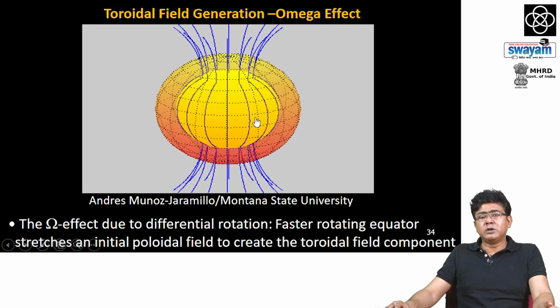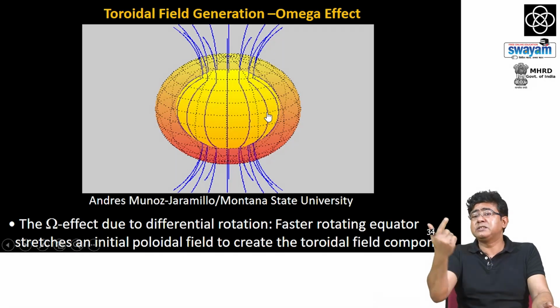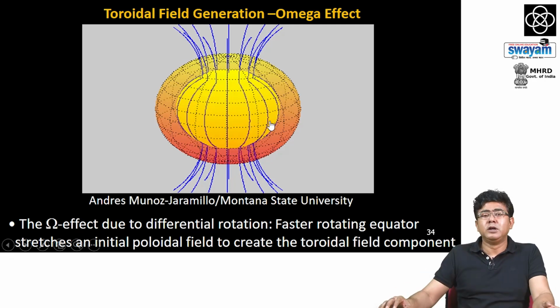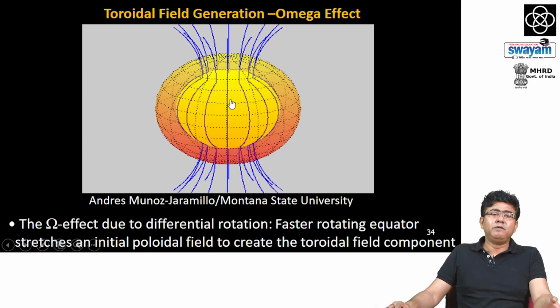So, therefore, if the equator rotates faster, the field lines will get stretched in the equatorial direction, which means they will get stretched in the phi direction. So, the initially poloidal field will then create, through differential rotation, a toroidal component of the field, which is a phi component. This effect is known as the omega effect, where the toroidal component of the field is produced from the poloidal field by stretching due to differential rotation.